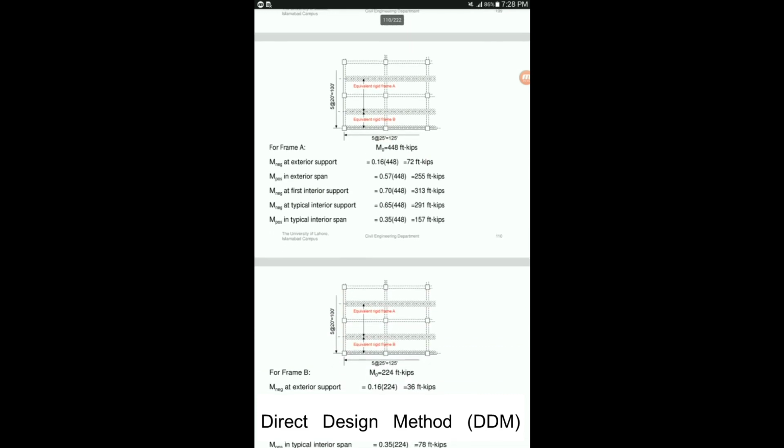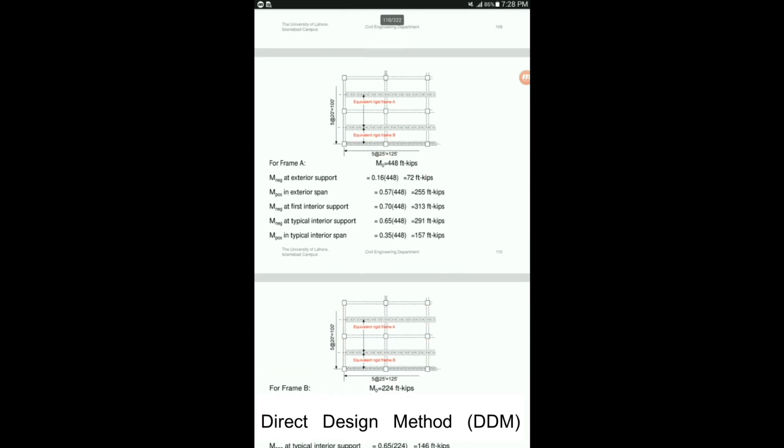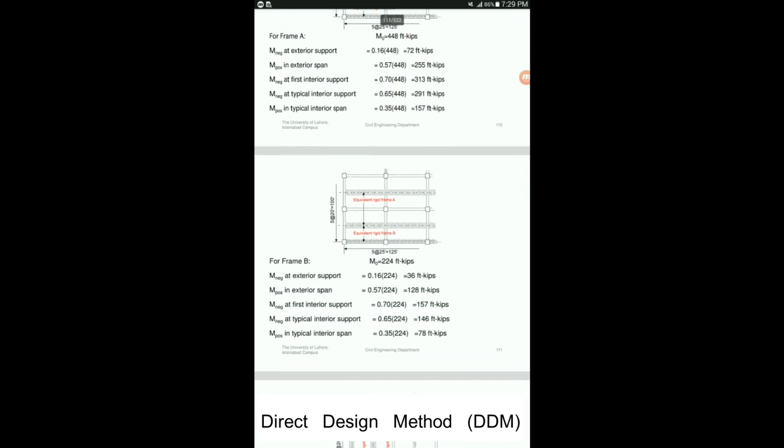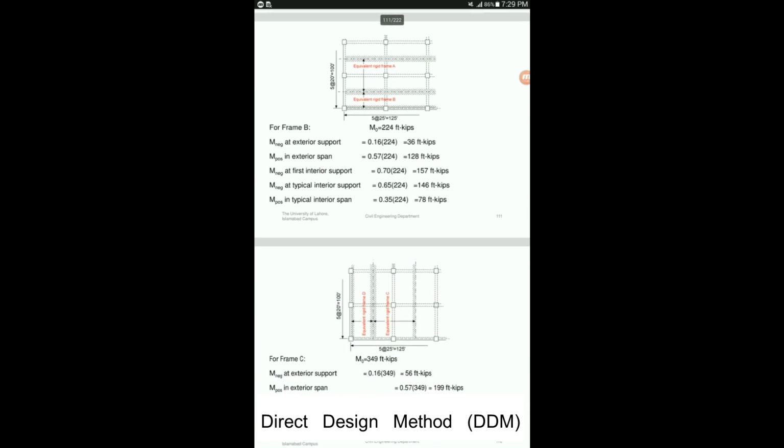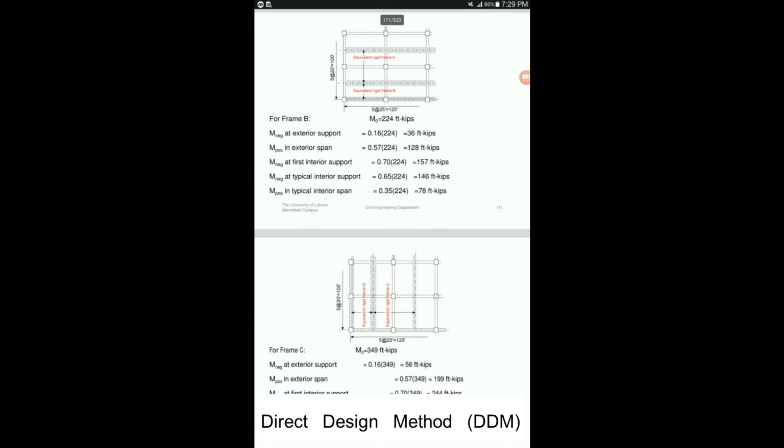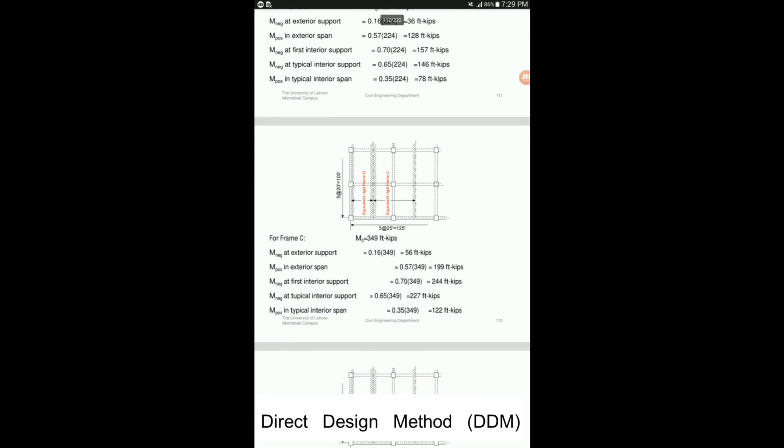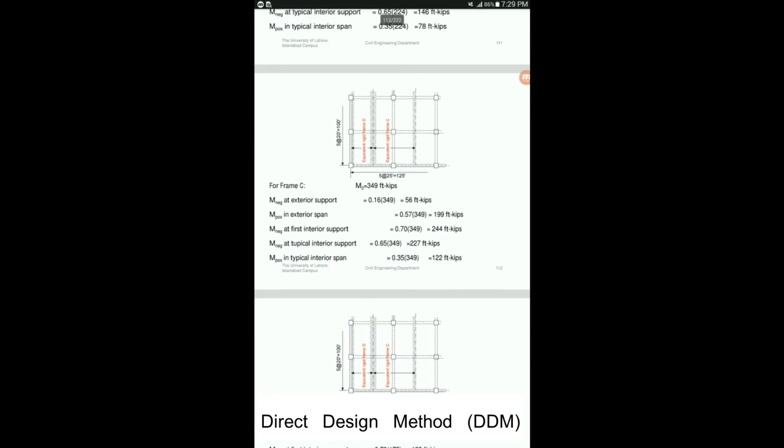Just for your convenience, because the total factored static moment for B is half of the total factored static moment at A, all these values, the ones you have calculated right now, will be divided by 2, so we will get the moment distribution for the equivalent rigid frame B. The coefficients will remain the same, but because the total factored static moment has been reduced by 2, you're going to get these values. Now just look at equivalent rigid frame C.